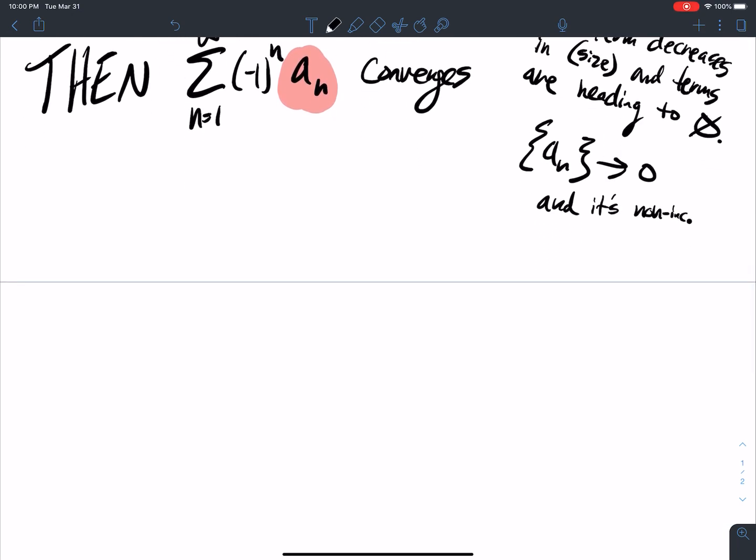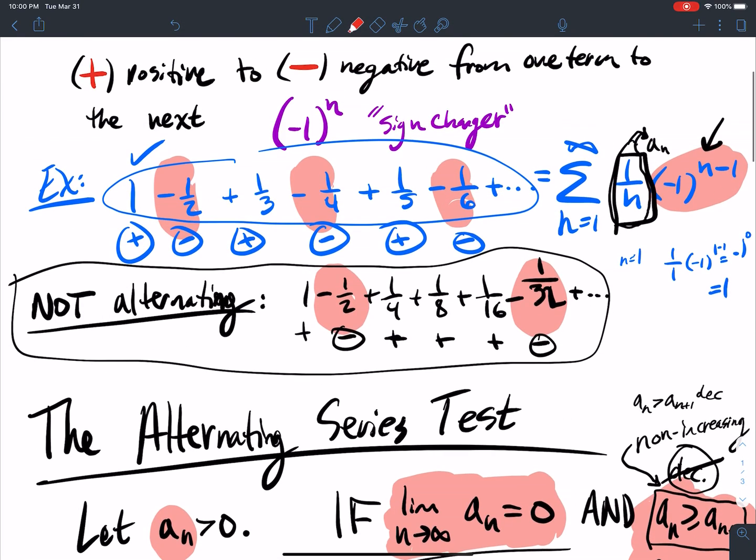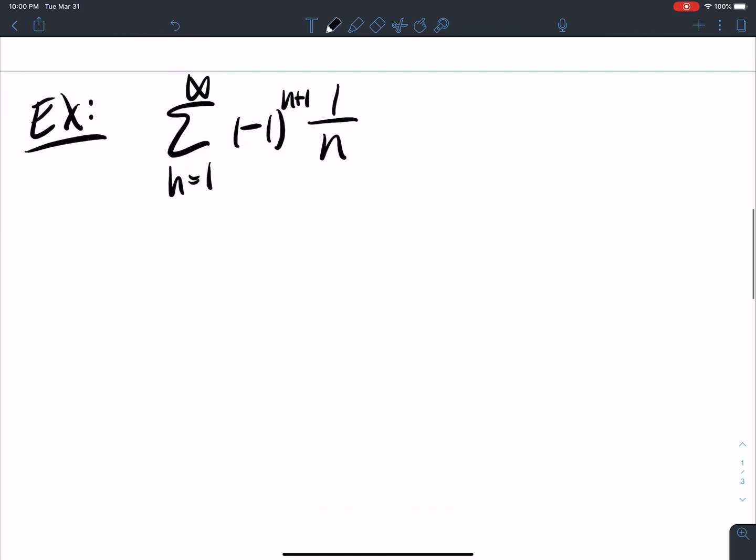Now, let me give you an example. The series sum from n equals 1 to infinity of negative 1 to the n plus 1 times 1 over n. We just worked through this problem just a second ago, right here. So let's see if we can solve it.